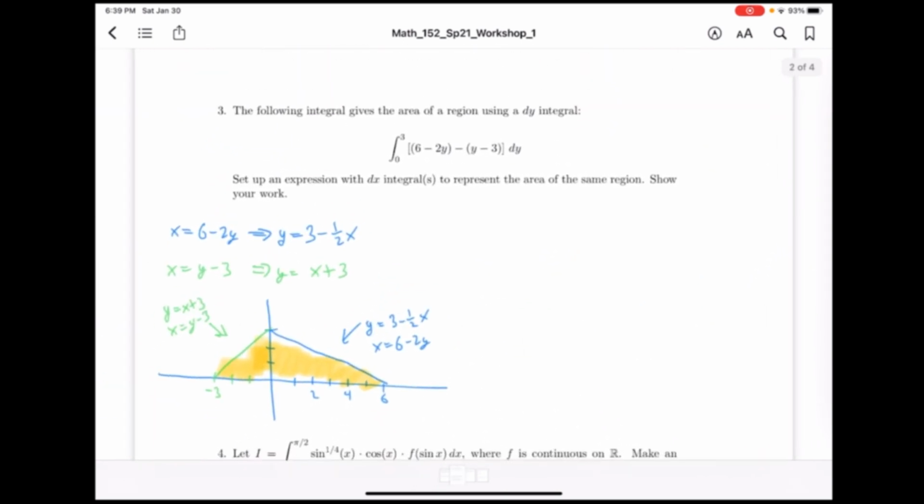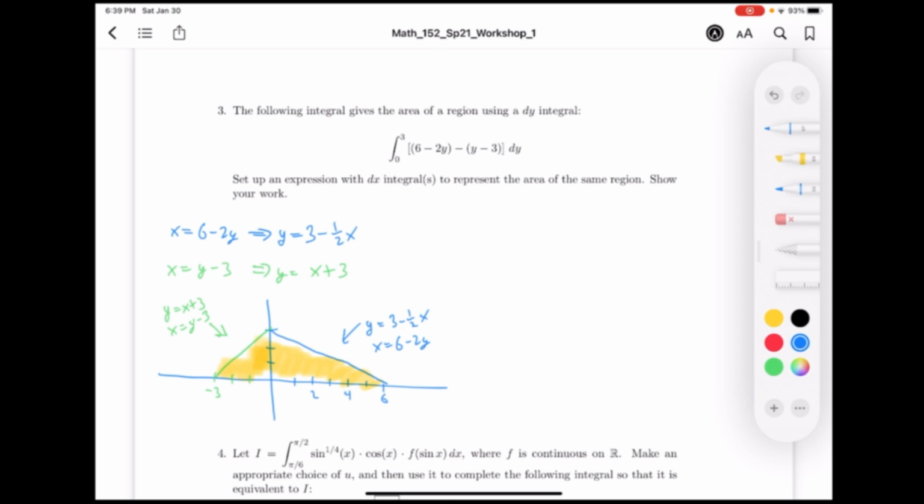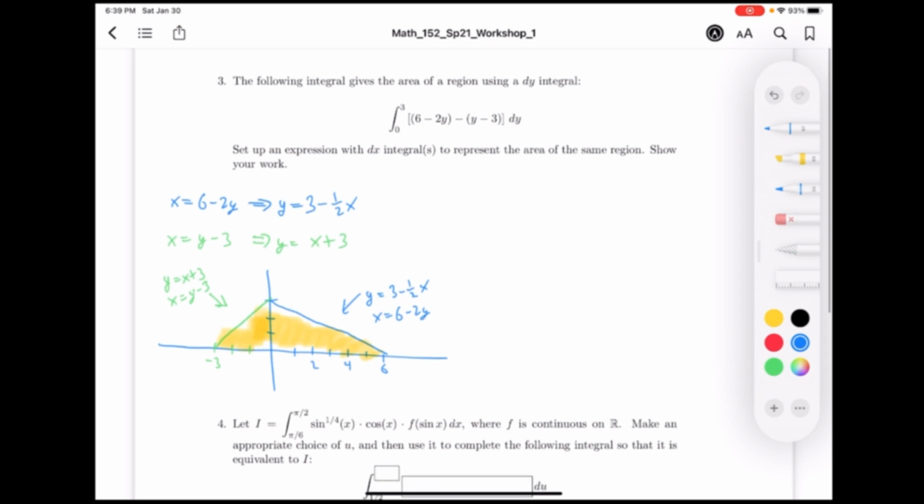Let's go to number 3. So we have an integral that gives the area of a region using a dy integral, and I've asked you to set it up as a dx integral. So the first thing I want to do is graph these functions. We know that for a dy area integral, it's going to be right minus left.